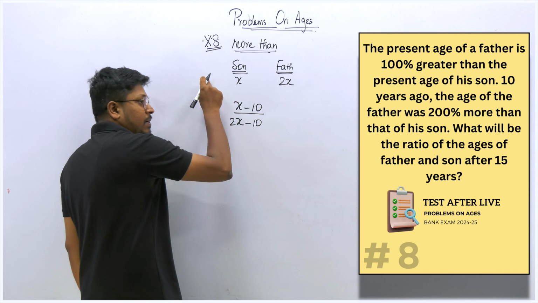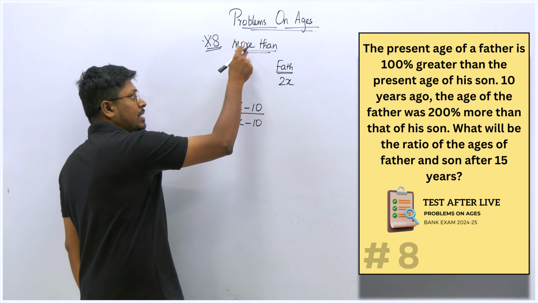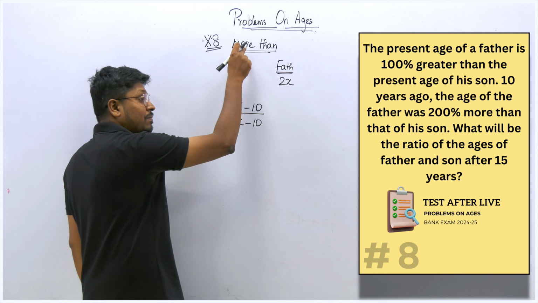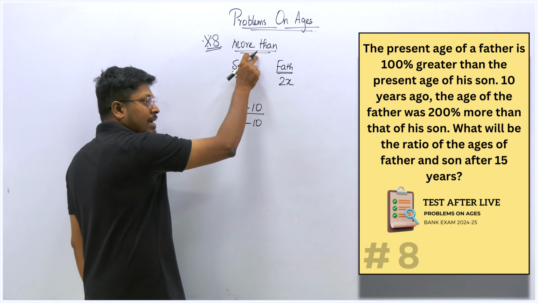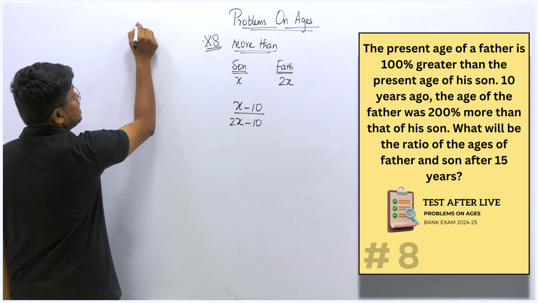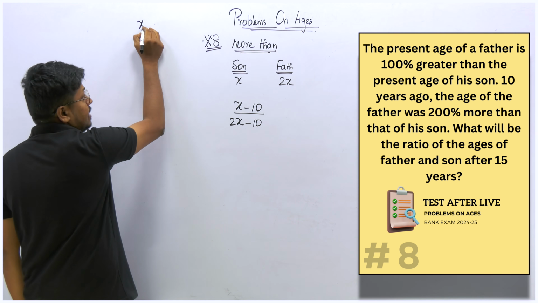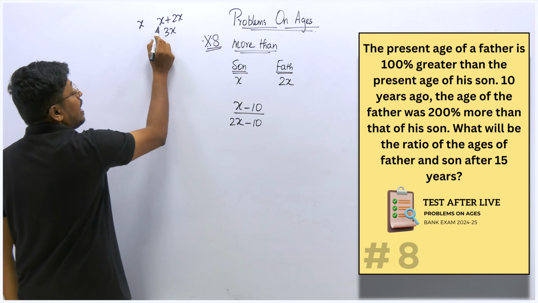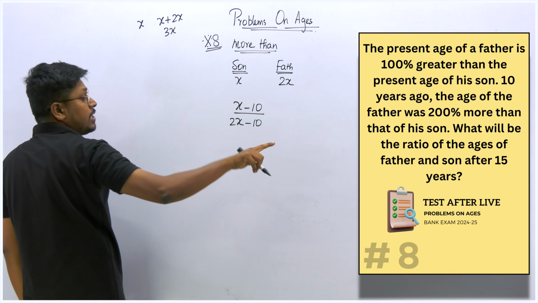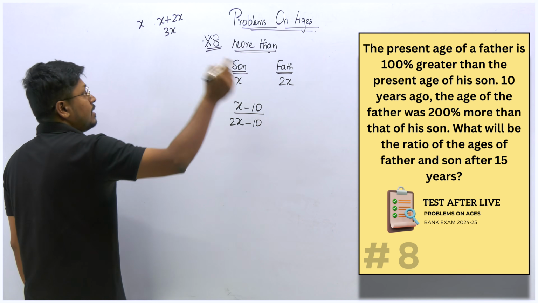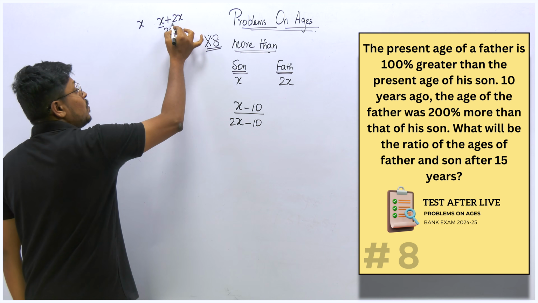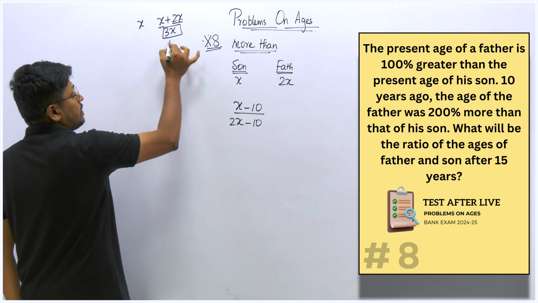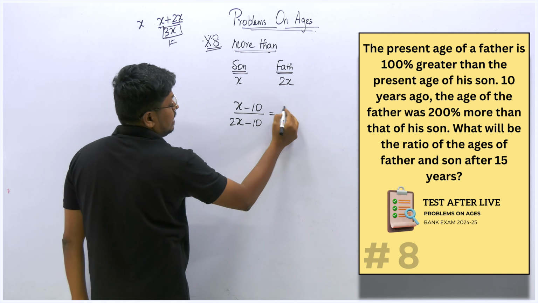So what is the meaning of it? More than, I have told you in the revision class also, as well as in the live class, I have taught you: if you find the words more than, the meaning here is, son's age is x. So father's age is x plus another 2x, which will be 3x. Why? Because just see, 200% more than. So from this age, 200% more. So x plus 2x will be 3x. So now the father's age will be 3x, son's age will be x.